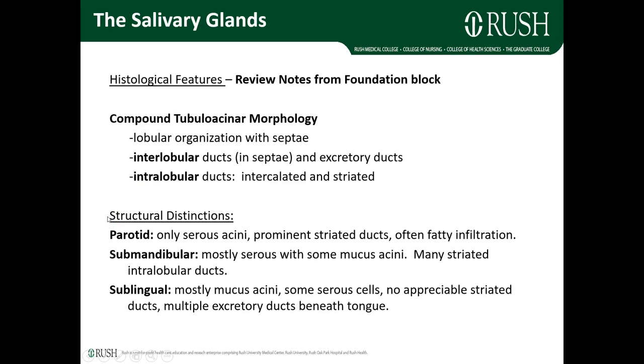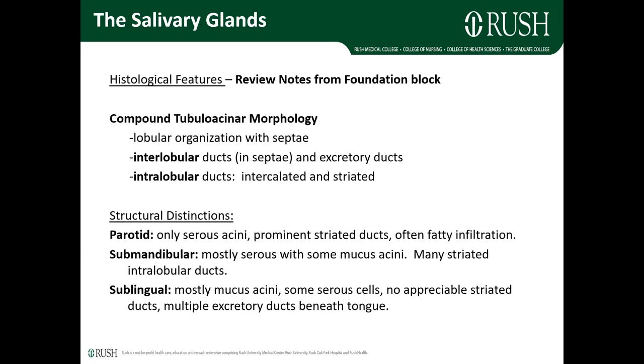There are three salivary glands with distinct morphology and secretion. Parotid glands only contain serous acini. That is to say, they are producing proteinaceous material. Histologically, we observe ducts that exhibit striation and are involved in modifying the secretions. The gland is often infiltrated with adipose tissue.